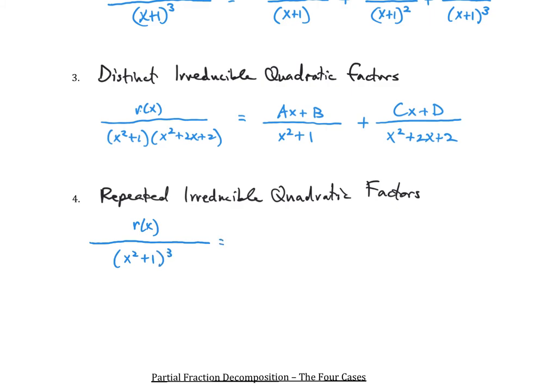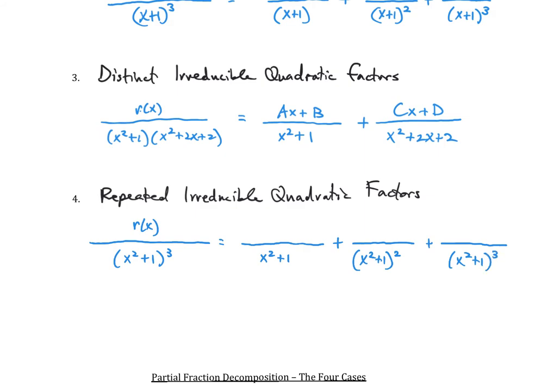So in this case, we have a repeated quadratic factor, and it's repeated 3 times, where the power there is 3. So we're going to have 3 fractions. The denominator of the first fraction is just going to be x squared plus 1. The denominator of the second fraction is going to be x squared plus 1 squared. Because it's repeated, each power needs to appear. So we're going to have x squared plus 1 cubed for the 3rd fraction.